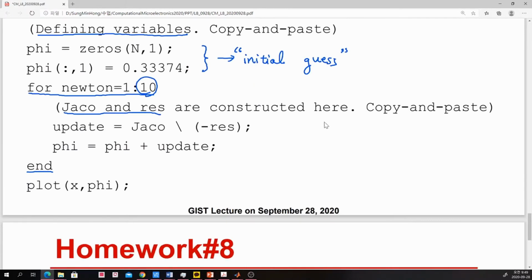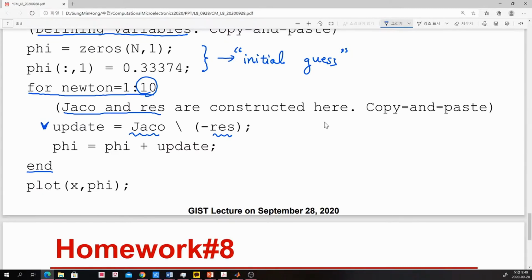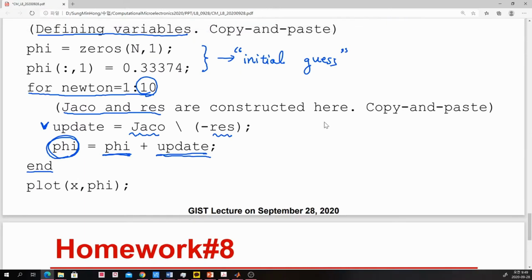After that, now you have the Jacobian matrix and residue vector, then you can calculate it. First calculate the update vector and just add your update vector to your solution vector, and now your updated phi will be used as the initial solution for the next step. Then eventually you will have the converged solution and you can plot it.